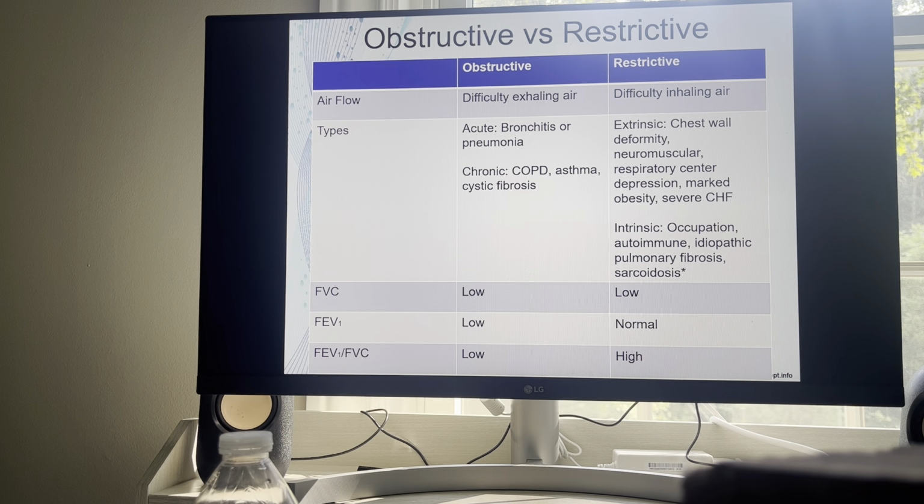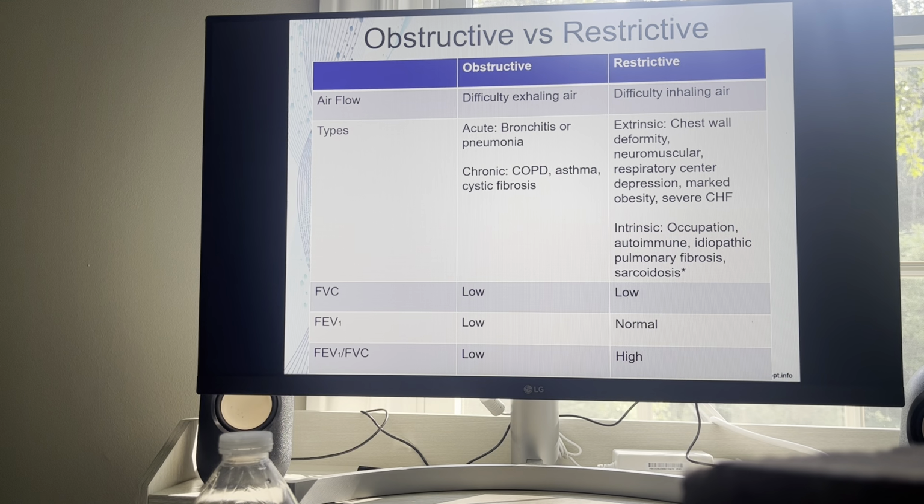Intrinsic restrictive lung disease means it's inside the lungs. There's something wrong with the lungs themselves that is preventing them from fully expanding during inspiration. That can be certain occupational things, like breathing in asbestos or silicosis. That can be autoimmune disease like lupus or ANCA-associated vasculitis. Idiopathic pulmonary fibrosis, scarring, and fibroids on the lungs. Remember, idiopathic means, I don't know. You know, our physicians, nurse practitioners, PAs, we're not going to say, I don't know, so we say, no, it's idiopathic.